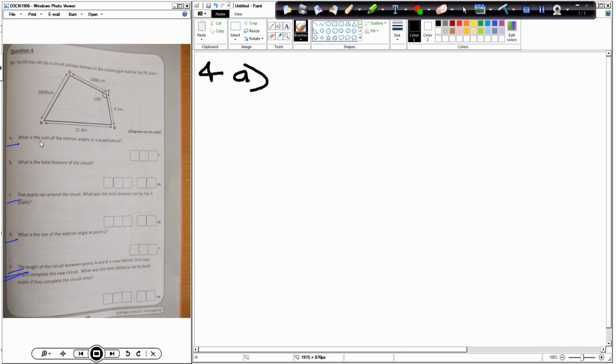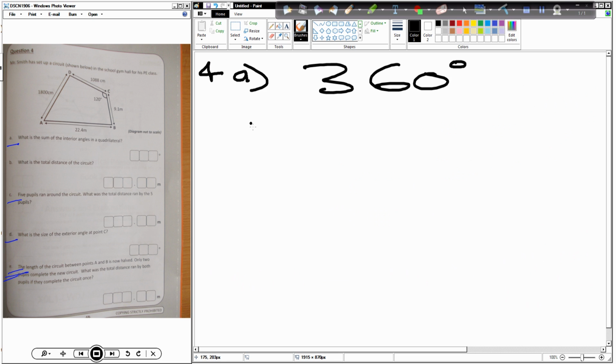What is the sum of the interior angles in a quadrilateral? That should give us an answer of 360. That shouldn't be wrong, folks. You should know that basic information. Okay, what is the total distance around the... okay, I'm just going to write that down. I need to get that down so we can possibly reuse it.